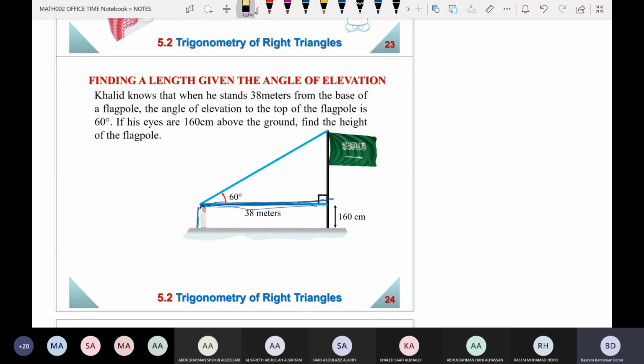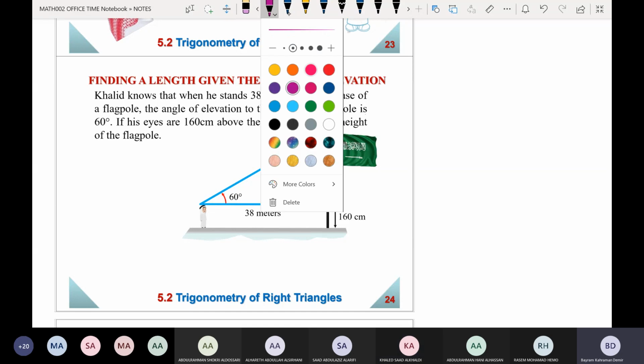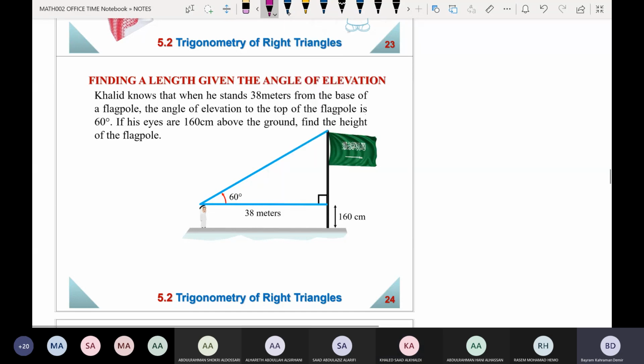Is it clear now, Shabab? Yes. It refers to whether he's looking up or down, like if the direction is upward or downward. Right? Yes, exactly. So let me draw it much thicker. Basically, this is his eye level, and he's looking at the top here, looking like this. So this is the angle of elevation.